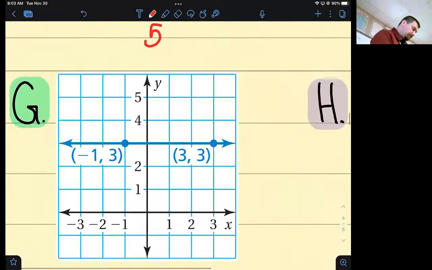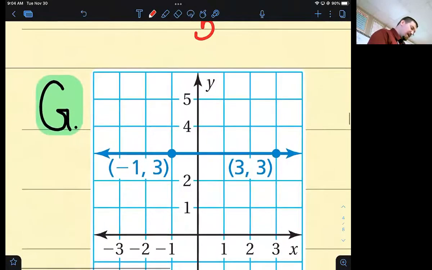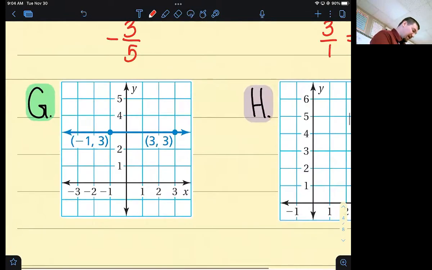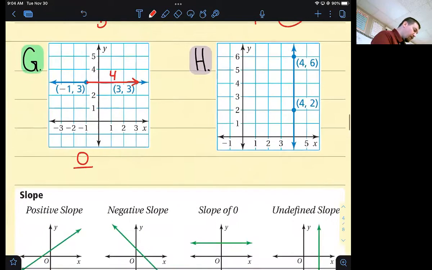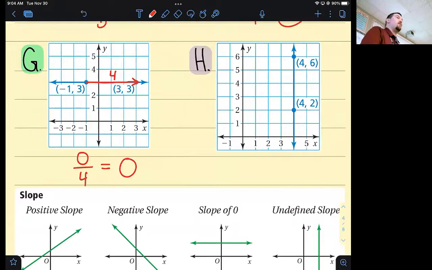Example G. Ooh. What am I rising? None. Okay. What's my run? 4. What's 0 over 4 reduced to? Just 0. And that makes sense. A slope of 0 is completely flat. It doesn't slope at all.